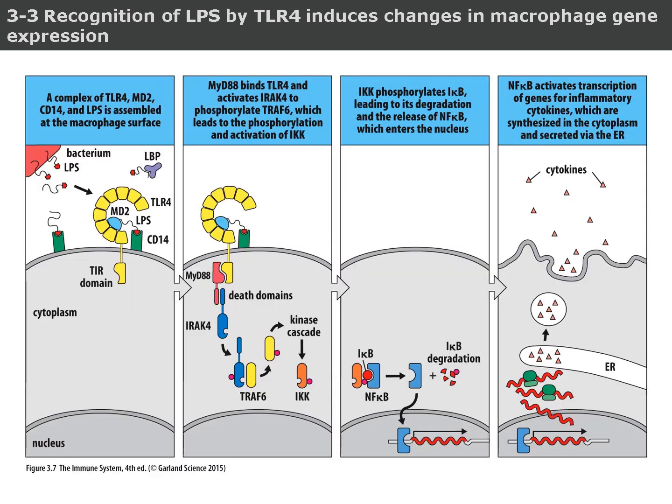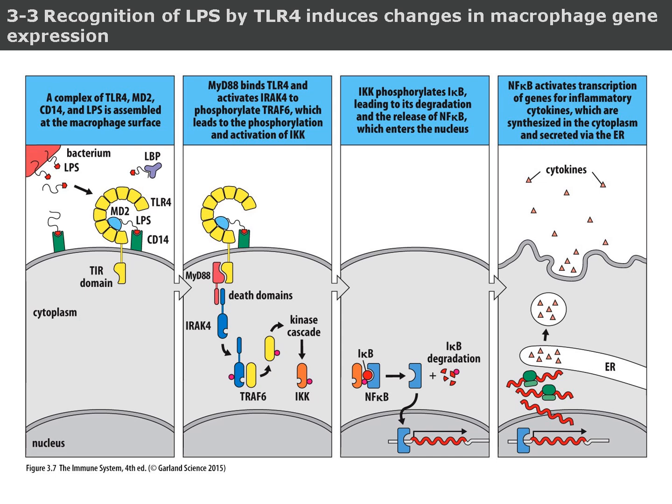This image illustrates how a bacterial infection triggers an immune response inside a macrophage, a type of white blood cell. When a bacterium releases a specific molecule called lipopolysaccharide, a protein on the surface of the macrophage recognizes it. This recognition happens through a complex formed by toll-like receptor 4, myeloid differentiation factor 2, and cluster of differentiation 14. Lipopolysaccharide binding protein helps deliver the bacterial molecule to this complex. Once the bacterial molecule is detected, a signal is sent inside the macrophage.